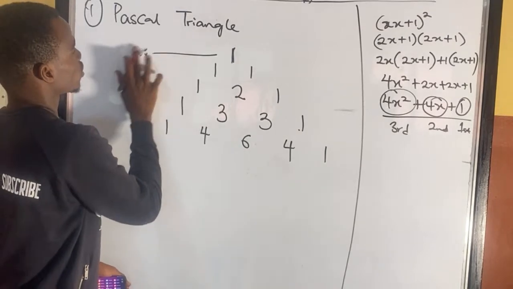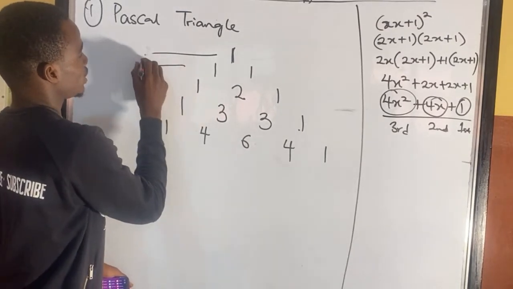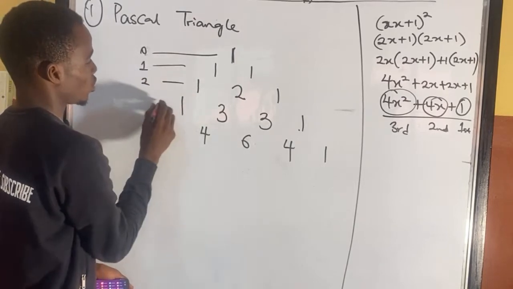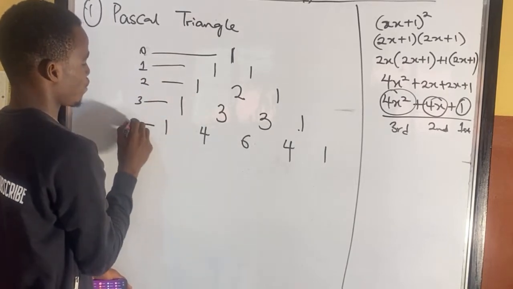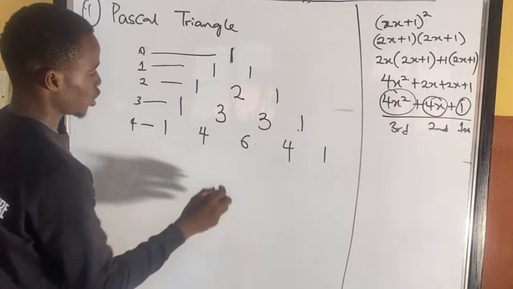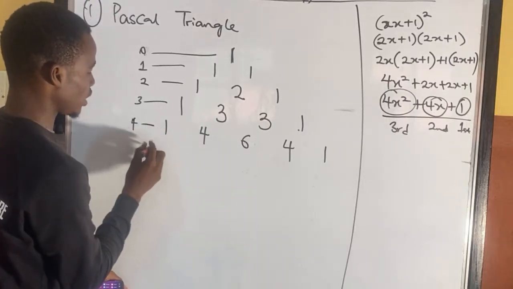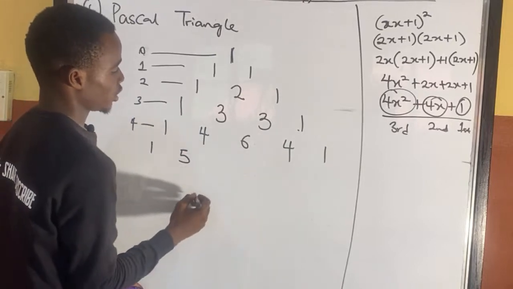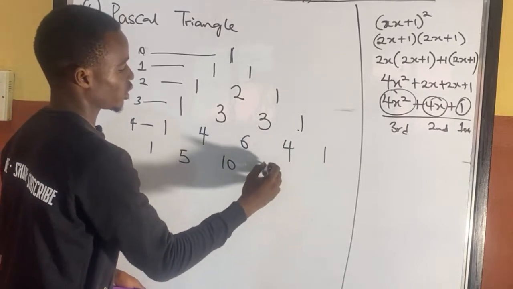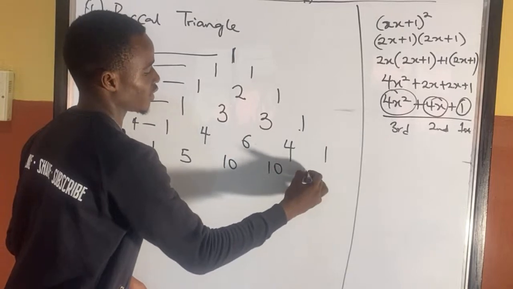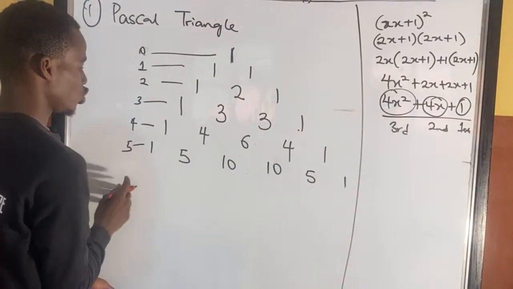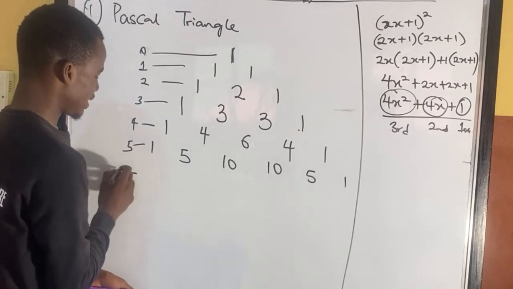Okay, this is 1, this is 0, 1, 2, 3, 4. So let's do 5. Add 0 to 1 gives us 1. Add 1 to 4 gives us 5. 4 to 6 gives us 10. 6 to 4 gives us 10. 4 to 1 gives us 5. 1 to 0 gives us 1. So this is 5. So you're expected to do 6.